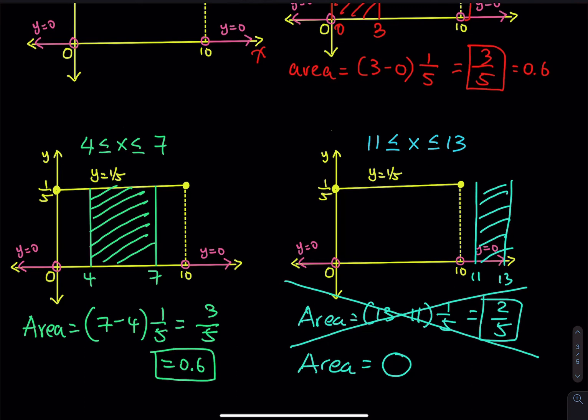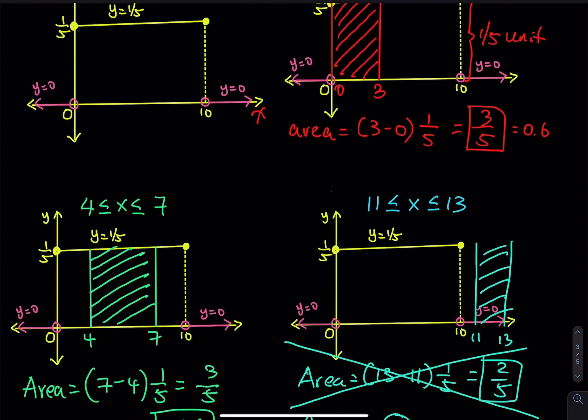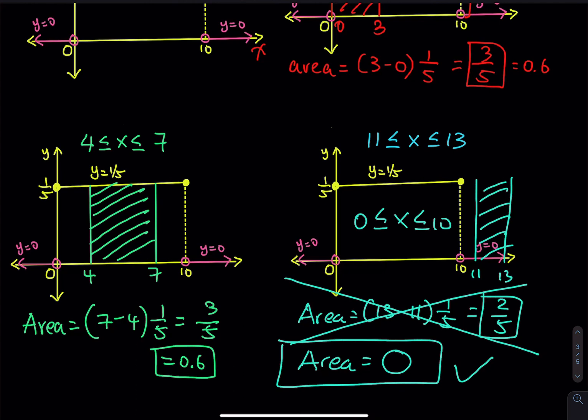Why? Because I only have area between x equals 0 and x equals 10. Again, if you look at the given piecewise function, do you see that f of x is equal to 1/5 if x is between 0 and 10? That means I have area between 0 and 10 only. If you are talking about the x value that is outside of 0 and 10, then there is no area. So this one, 11 and 13, is outside of the domain 0 and 10. So this is 0, x, and 10, right? And then you give me 11 to 13, so that is completely outside of the rectangle. So therefore, there is no area, because if you look outside of the yellow rectangle, there is no rectangle at all. So that's why the area is equal to 0, and area equal to 0 is a correct answer.